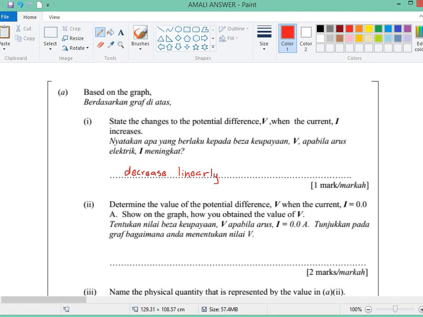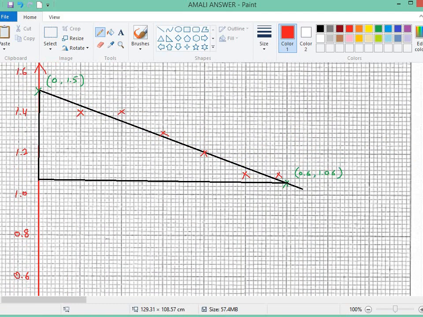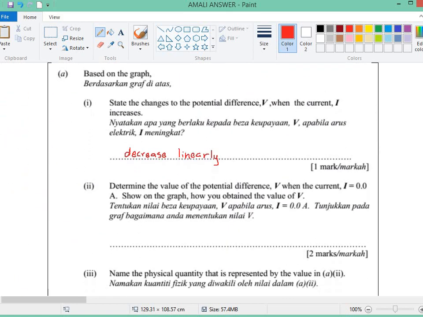Decrease linearly because it's going down in a straight line, right? Going down in a straight line, so decrease linearly. Okay, decrease linearly. Okay, so second, determine the value of the potential difference V when current equals to 0.